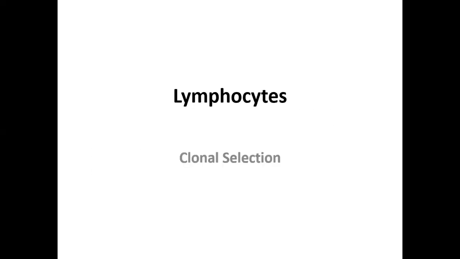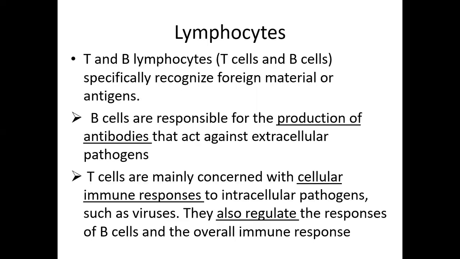Lymphocytes. Let's talk about lymphocyte clonal selection. Lymphocytes, T and B cells, specifically recognize foreign material or antigen. B cells are responsible for the production of antibodies that act against extracellular pathogens. T cells are mainly concerned with the cellular immune response to intracellular pathogens like viruses. They also regulate the responses of B cells and the overall immune response.